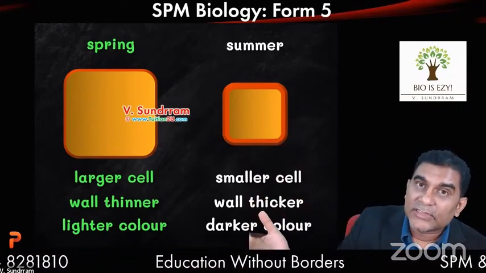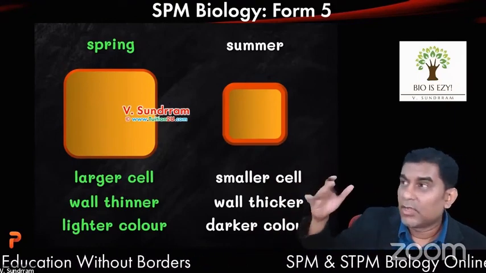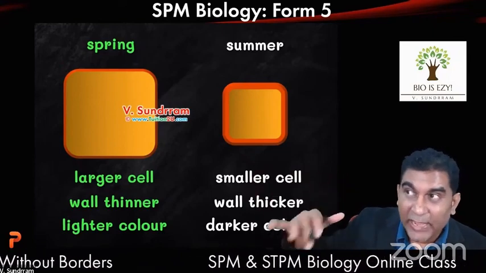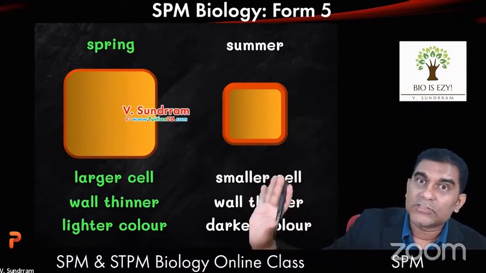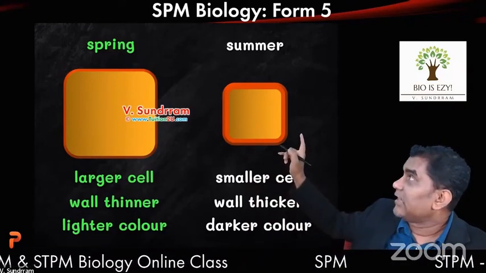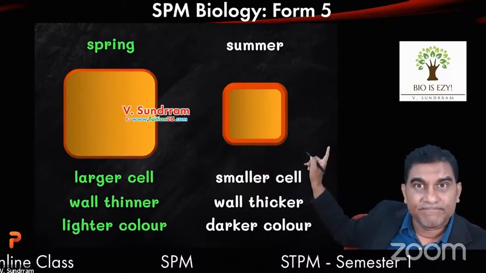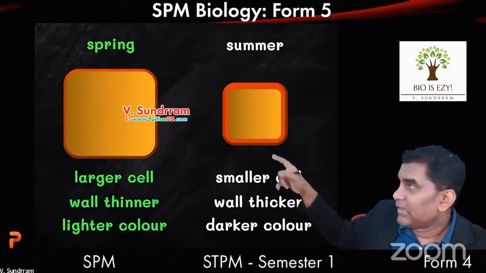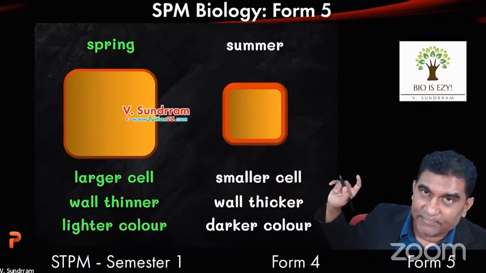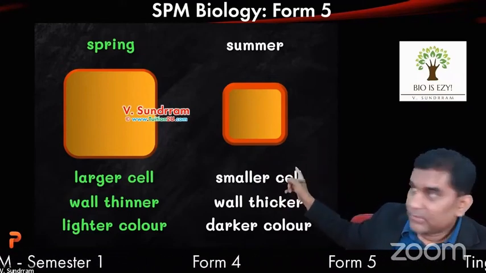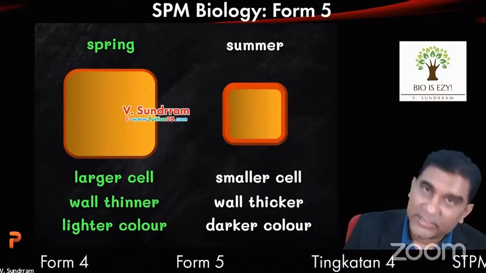You can add in one more sentence. In fall, in winter, no secondary growth, no rings form. There is no annual ring formed in winter and fall because there is no secondary growth. The rate of secondary growth in spring is higher than summer. That means the secondary xylem formed in spring is larger. In summer it is smaller. And if you write all of this, you can get your 5 marks for annual rings.